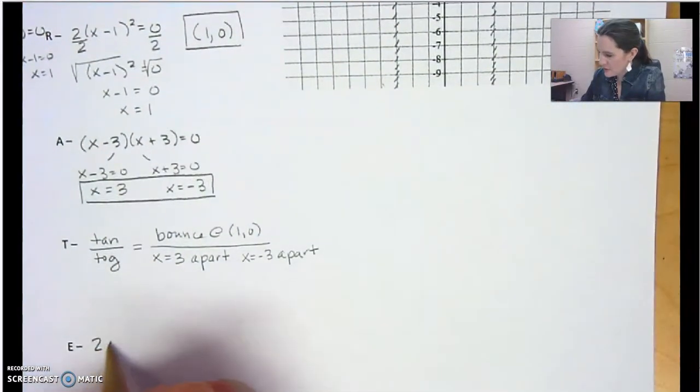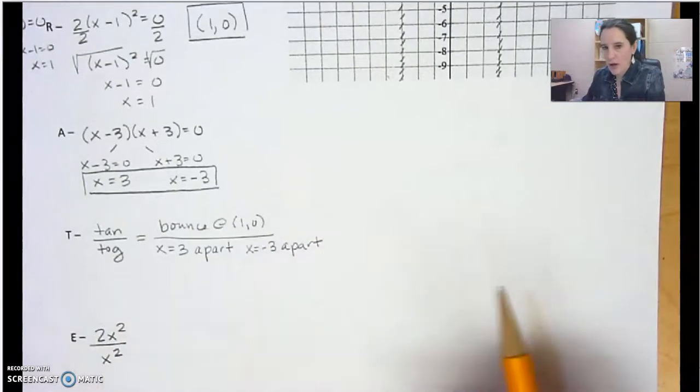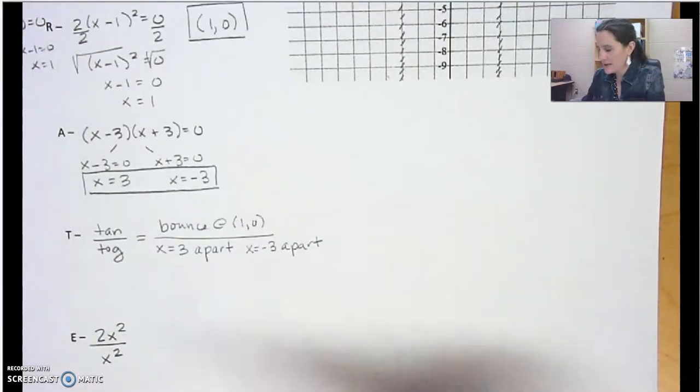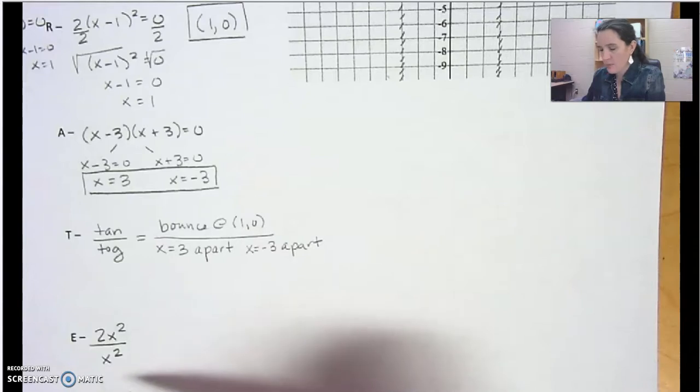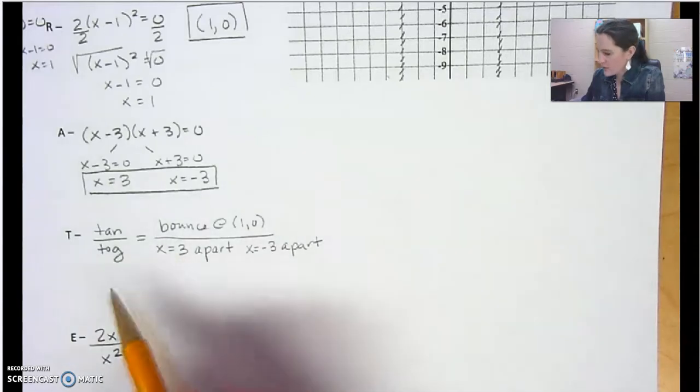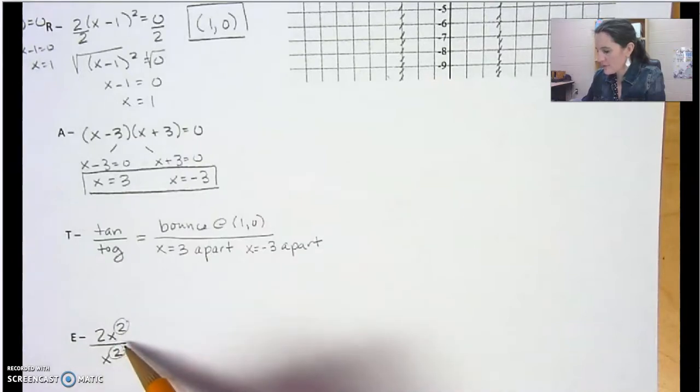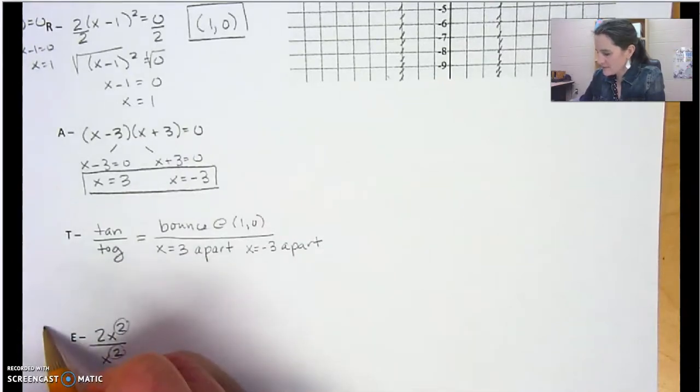Okay, so 2x squared over x squared. What you're looking at here, you have two options. This is either going to be a balanced situation or bottom heavy. And the way you determine that is you look at these exponents. They're equal. So this is balanced.